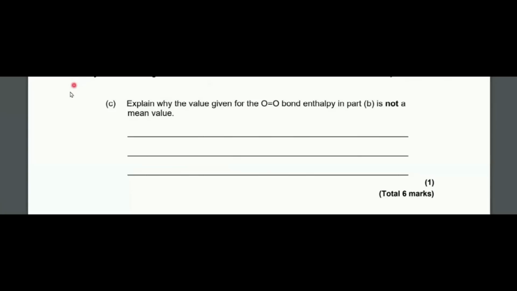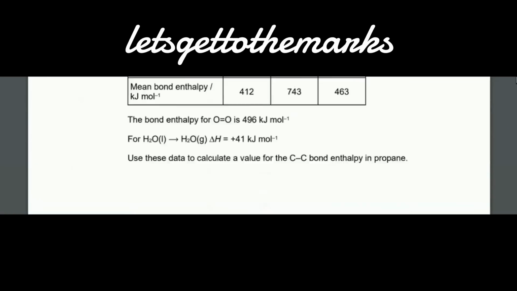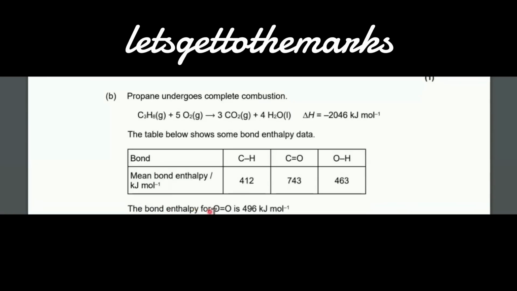Right, let's move on. Explain why the value given for the O=O bond enthalpy is not a mean value. You might have noticed during this question that the bond enthalpy for oxygen is not in the table with the other bonds. You can't have a mean bond enthalpy for oxygen. Oxygen is in group 6. It can only have 2 electrons in the outer shell. It can only form 2 bonds. So if oxygen is bonded to itself, it cannot bond and be part of another molecule.